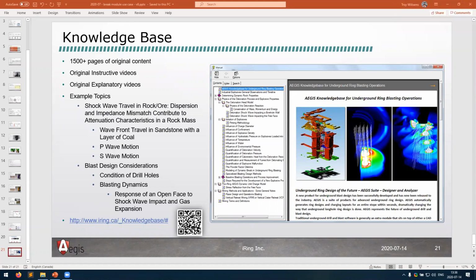Maybe we'll just take one more question, guys, in the interest of time. The other question is, please comment on both drilling and loading practices, especially the importance of quality drilling.